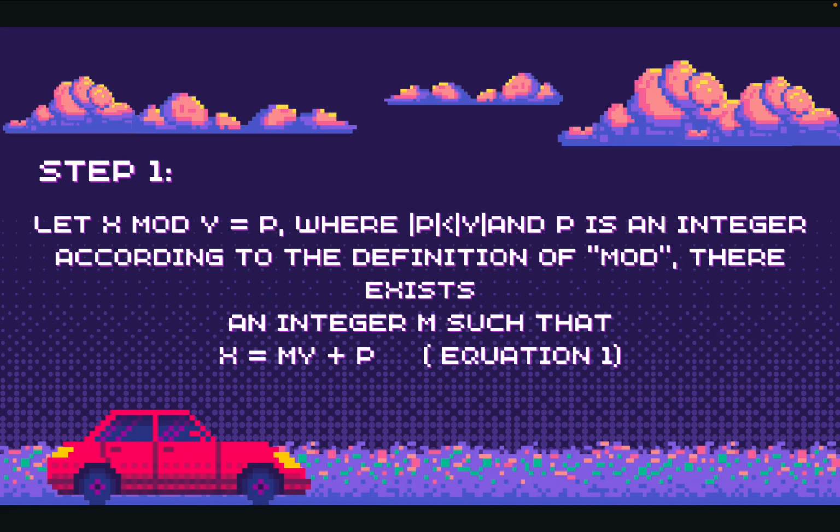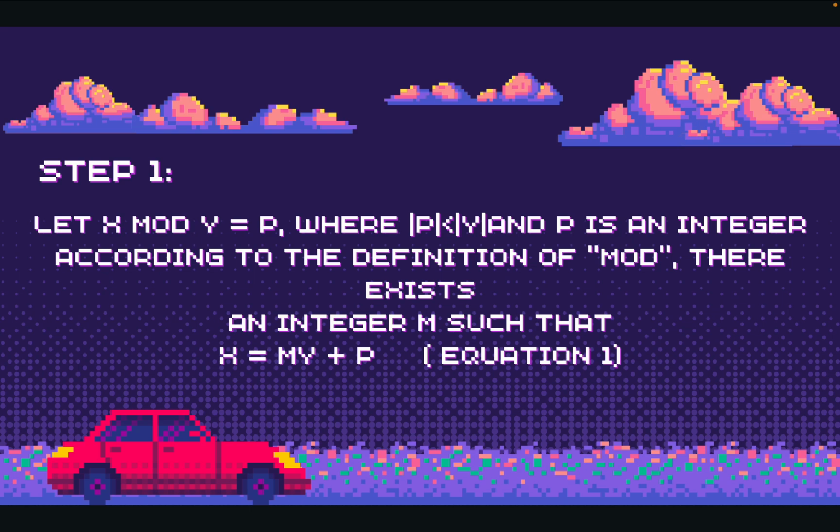Our first step would be to just say x mod y is equal to p. Just assume it, so that things get a little easier. And where the absolute value of p is less than the absolute value of y, basically the digits are less, okay. And p is an integer. According to the definition of mod, there exists an integer m such that x is equal to my plus p.